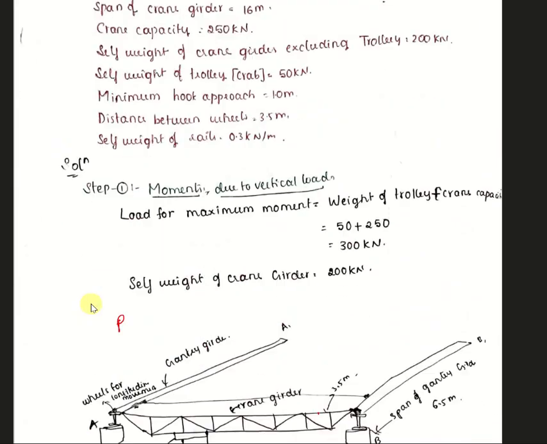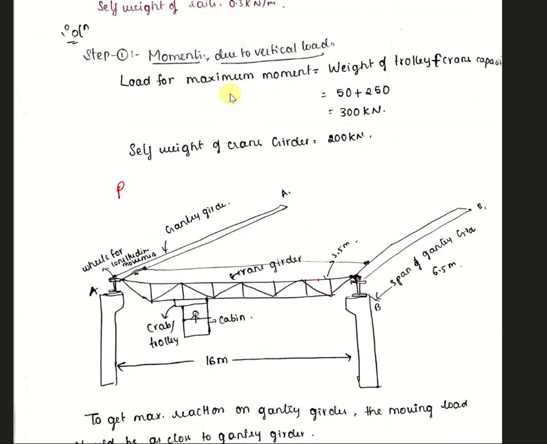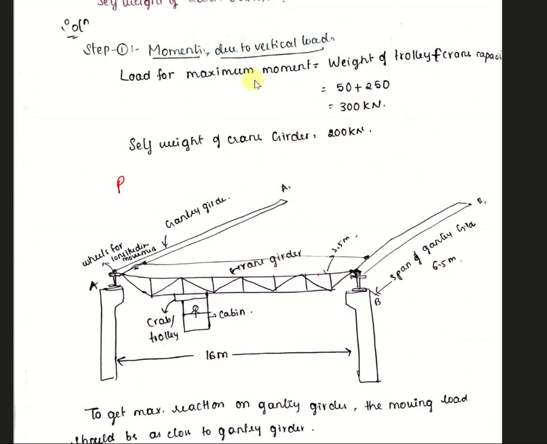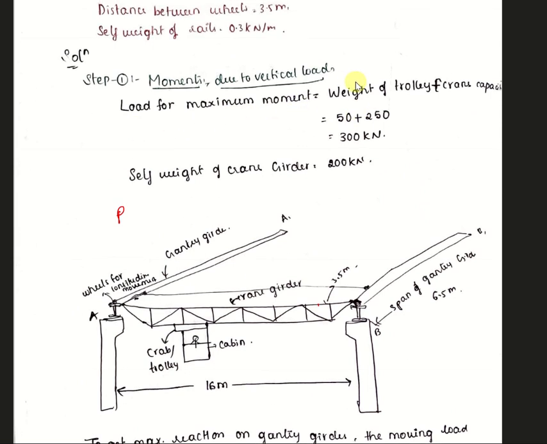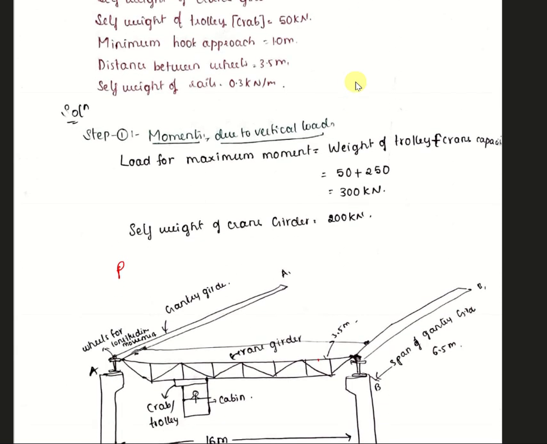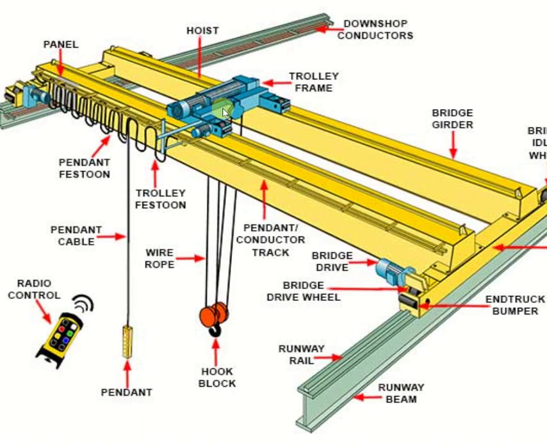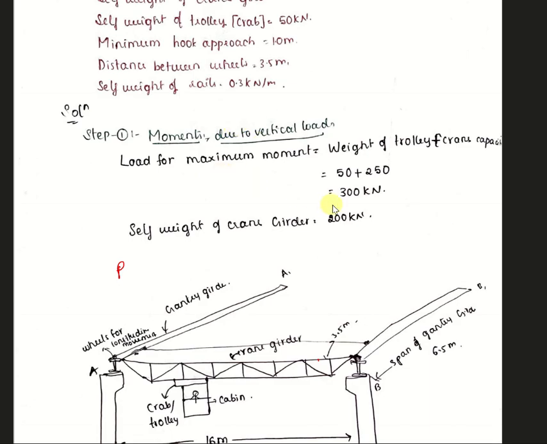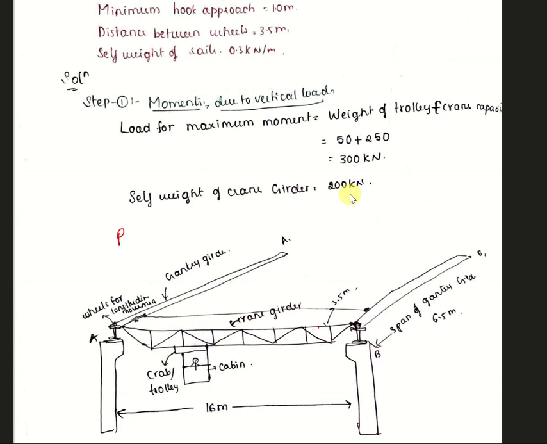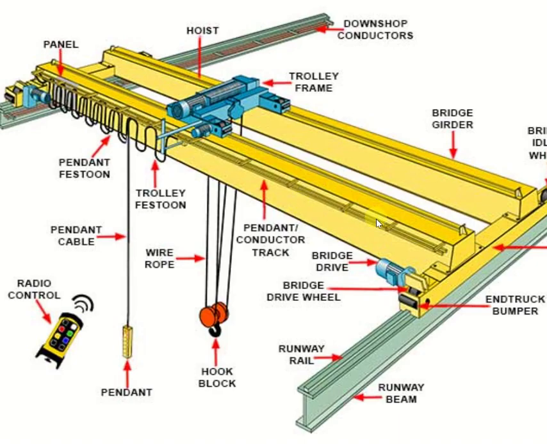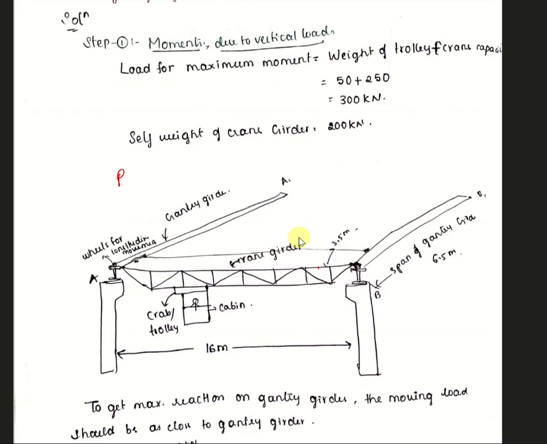Let us come back. Here step 1, we have to find out the moments due to vertical loads. So we have to find out the load first, for which we have to calculate the maximum moment. So the load is weight of the trolley plus crane capacity. I will show you. It is weight of the trolley plus the load it can carry together. The more load we have to consider for maximum moment. So self weight and also another load we have, self weight of the crane girder. This is also having some weight which is falling on the gantry girder, right? So it is also having some self weight. We have to take it as 200 kilometers.